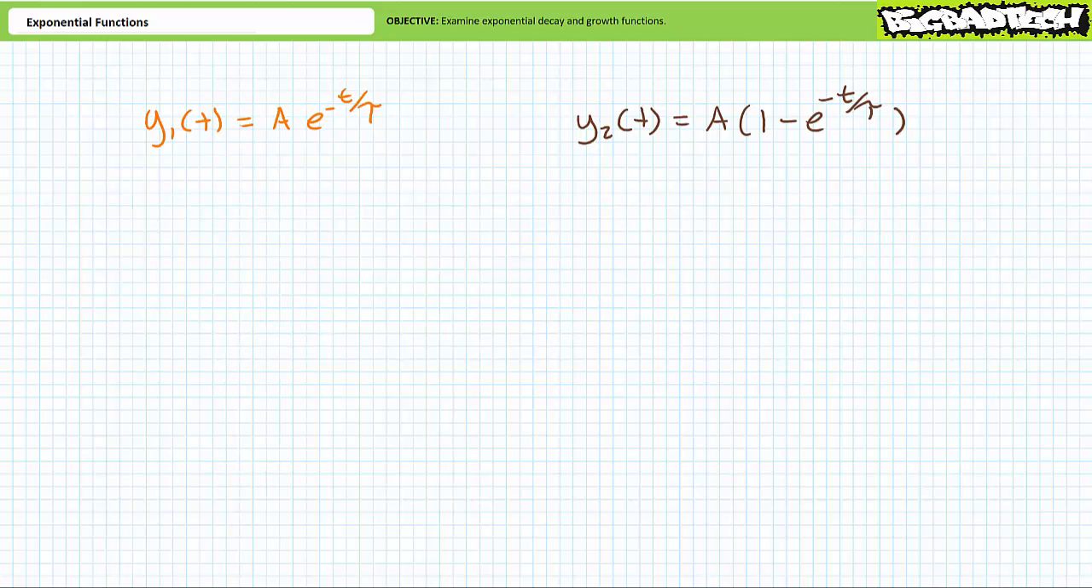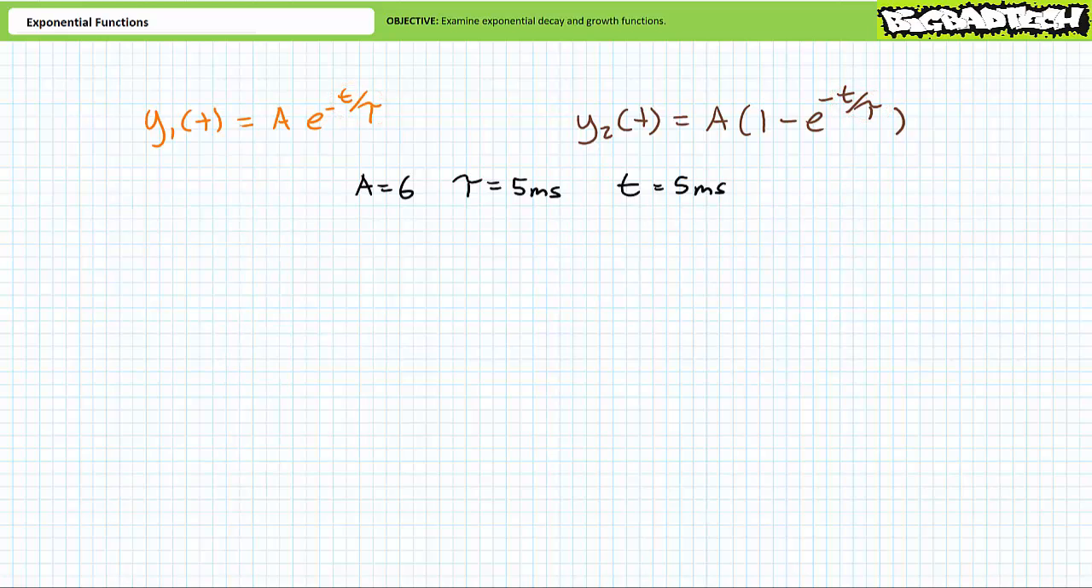y1 of t equals a times e to the negative t over tau. And our general purpose growth function now looks like this. y2 of t equals a times 1 minus e to the negative t over tau. Note e in both cases is being raised to negative t over tau. If you want to, you can circle this ratio to make this relationship explicitly clear. Think of everything inside this bubble as that negative power to which e must be raised.